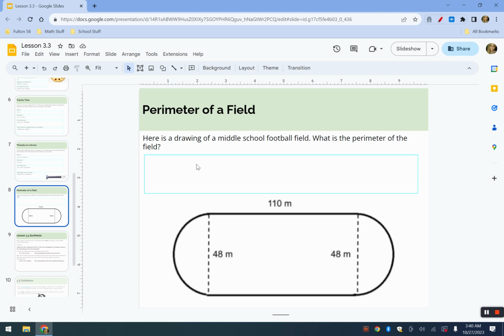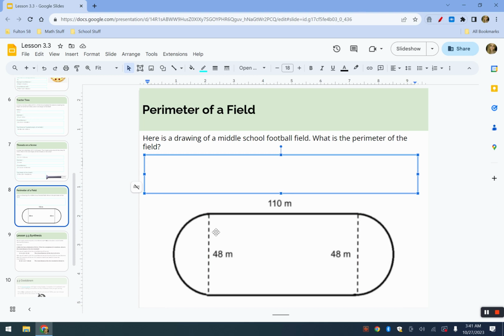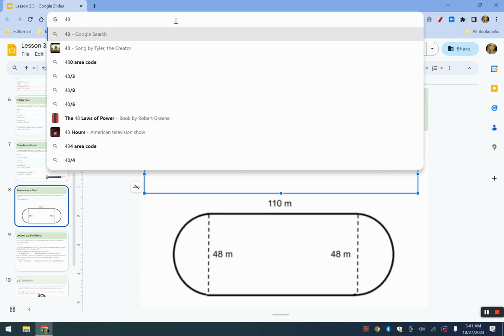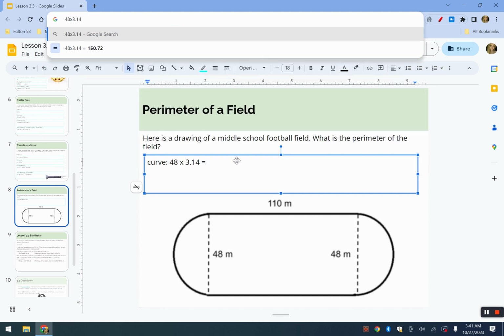Okay, so the first thing I'm going to do is I'm going to specifically look at the outer circles, and so I'm going to label them the curve. And so to find the perimeter of that curve, we're going to find the circumference of these circles. So this length right here, that is our diameter. So we're going to do 48 times 3.14 to find our circumference. And that's going to be 150.72.